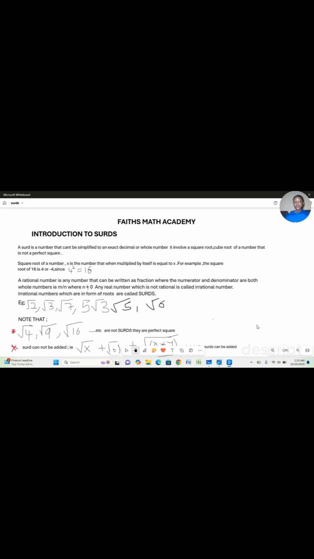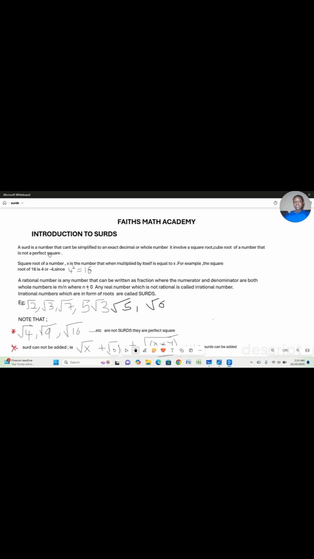Today we are going to be discussing Introduction to SURDS. I know some of you call it sword, but it is not sword, it is SURDS. Introduction to SURDS. A surd is a number that cannot be simplified to an exact decimal or whole number. It involves a square root or cube root of a number that is not a perfect square.